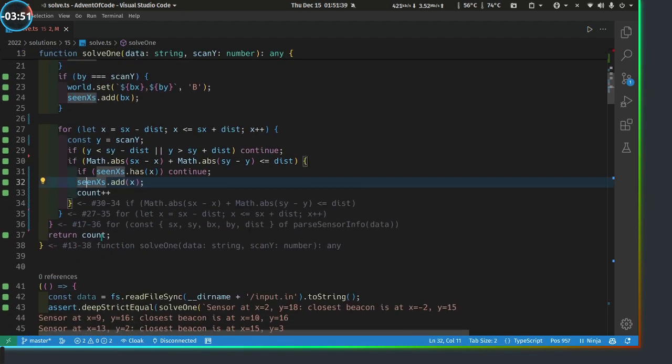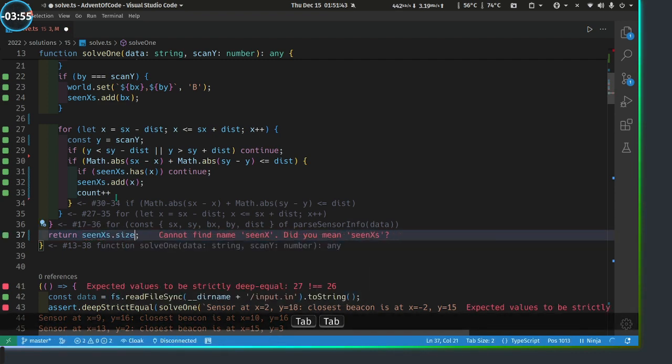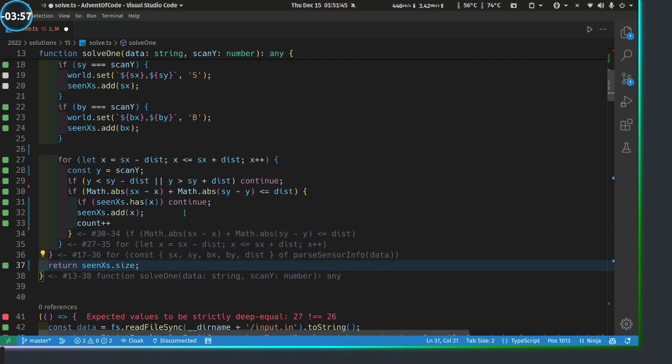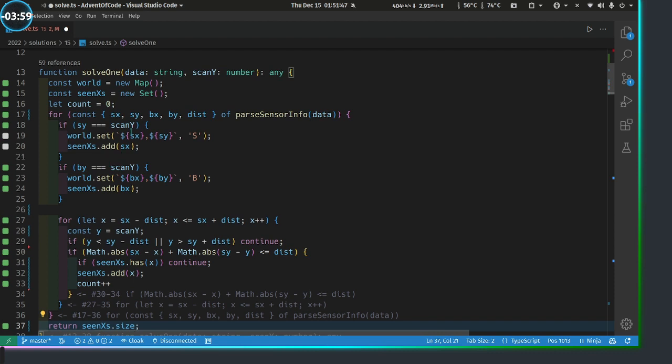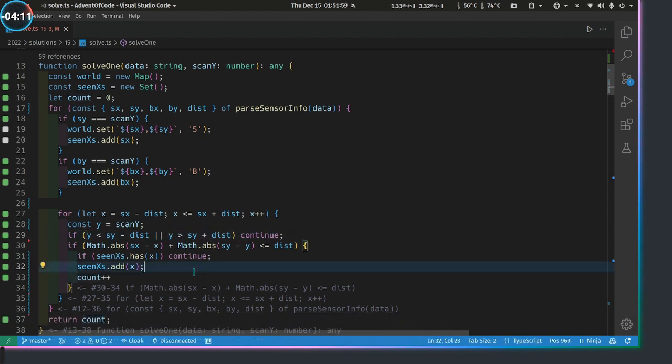And this is just the length, seenXs dot size, ain't it? Nope, 27 not equal 26. Because we add one for the beacon, don't we? Right, because we need to do that. Okay, I think keeping an extra number around isn't going to destroy the world.